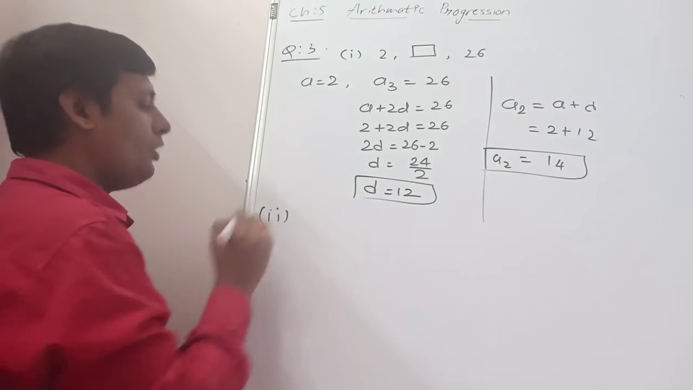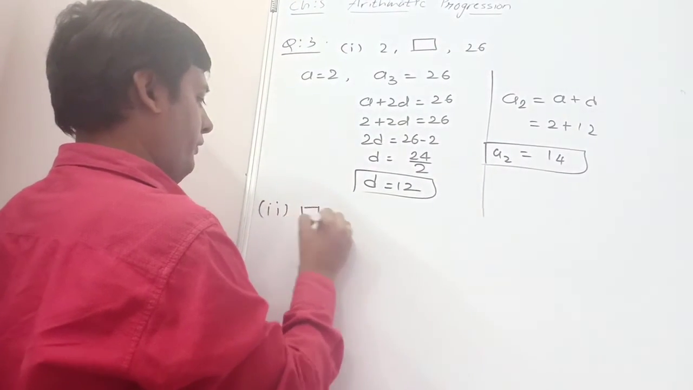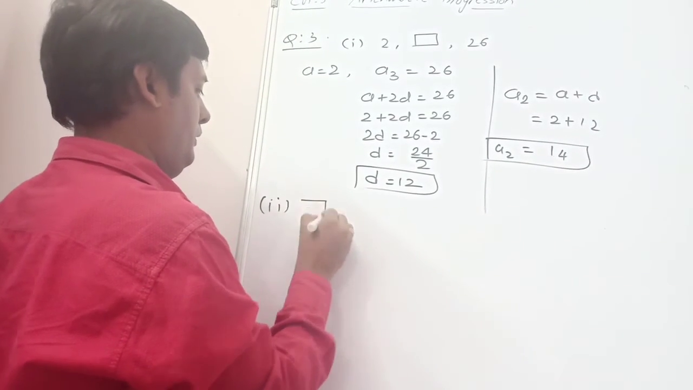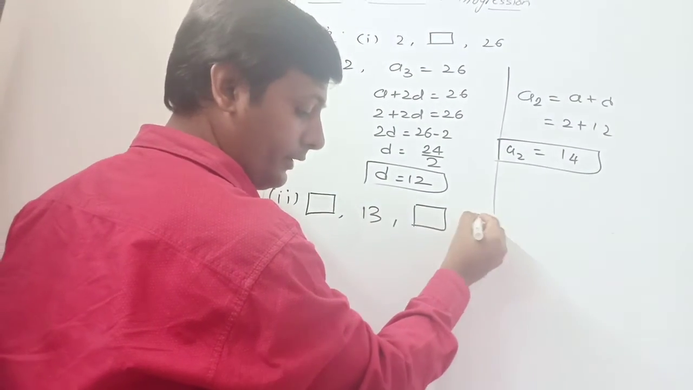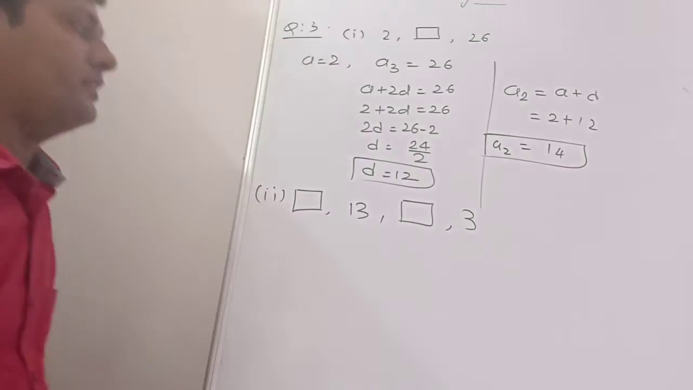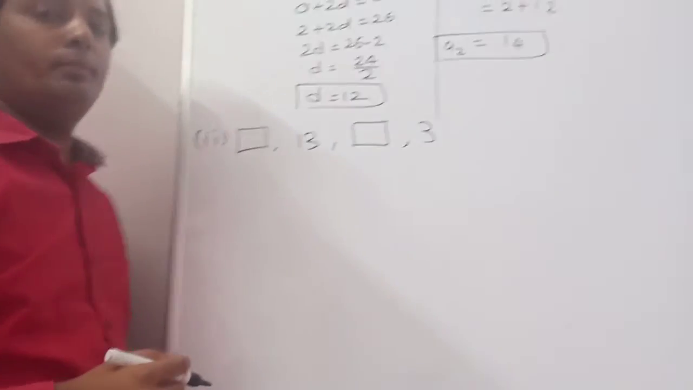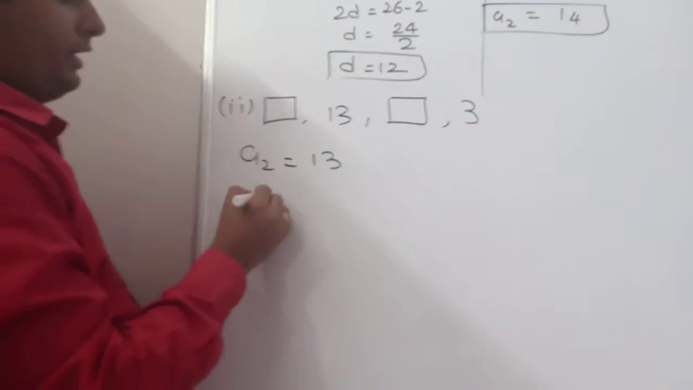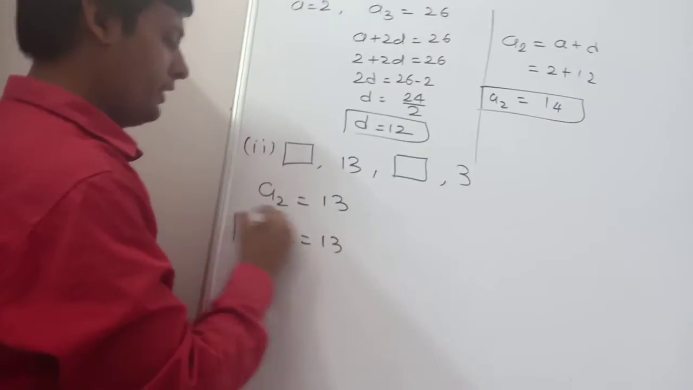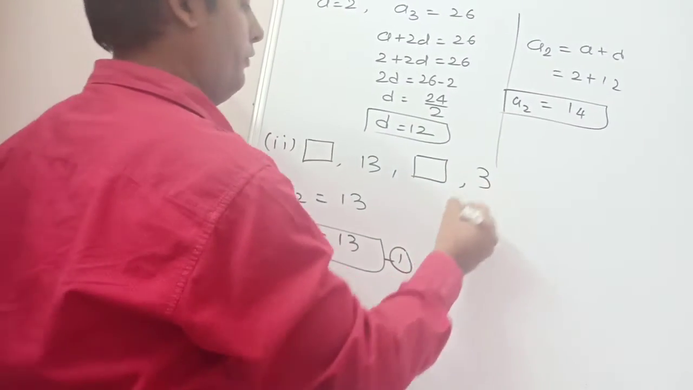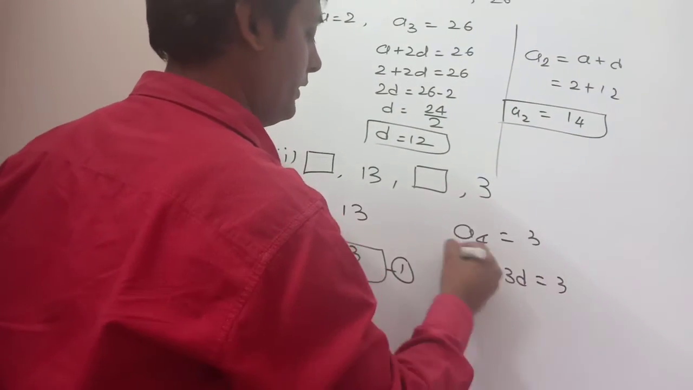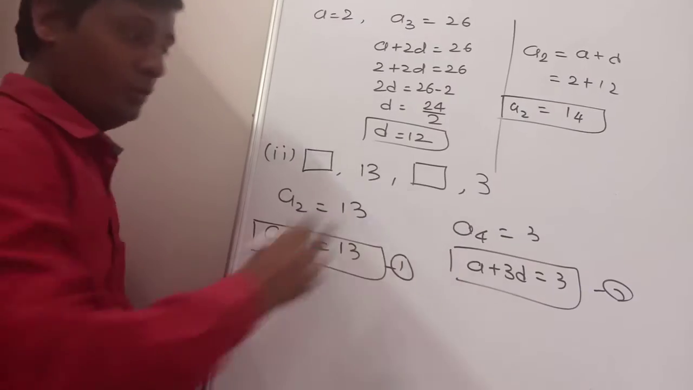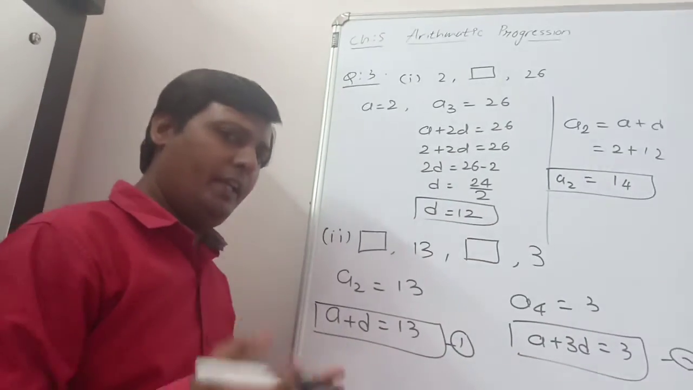Now number 2 of this. First, 13, and 3. So here 2 terms are missing, the first and third. The second term and fourth term are given, and they are in AP. Right? Okay, so the second term is equal to 13. So formula a plus d is equal to 13, equation number 1. Now the fourth term, a4 is equal to 3. So a plus 3d is equal to 3. So you have now two equations. Solve by the elimination method.